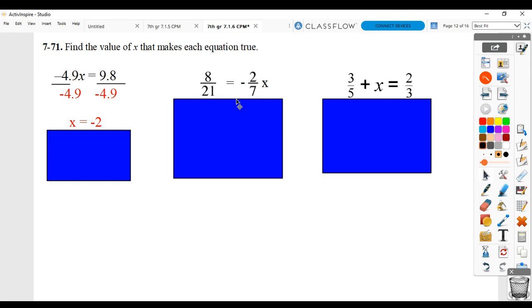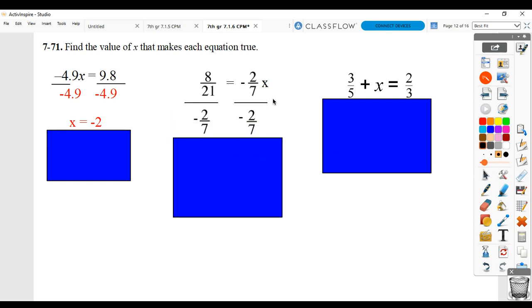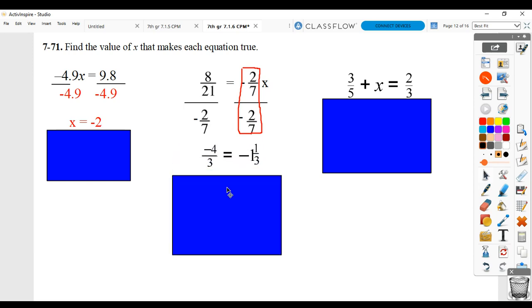Here, we would probably want to look at a different way of doing it. There's a couple different ways we could approach it. One is we could simply divide by the coefficient on x, which is the fraction, because this again creates a giant 1. And then you can put into your fractional scientific calculator 8 over 21 divided by negative 2/7. You also could have approached this with a fraction buster technique as well. Either way, you end up getting an answer of negative 4/3 for x, which is the same as negative 1 1/3.